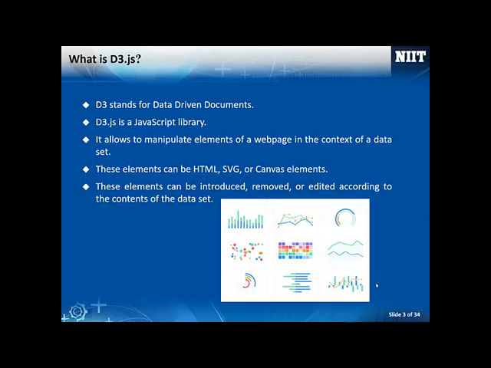A few APIs such as select and select all. The select function will help us to select a particular element of an HTML which we want to modify. The select all function helps to select all the elements with a particular name, and a global setting can be applied to all those elements in one go. You can also introduce some elements, remove elements, and edit elements by using D3JS.